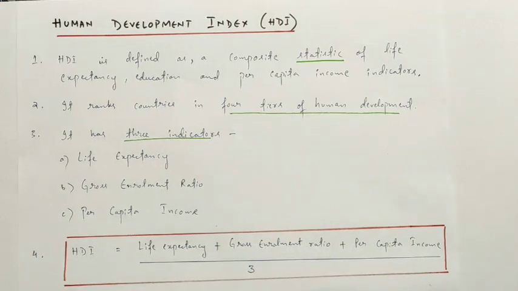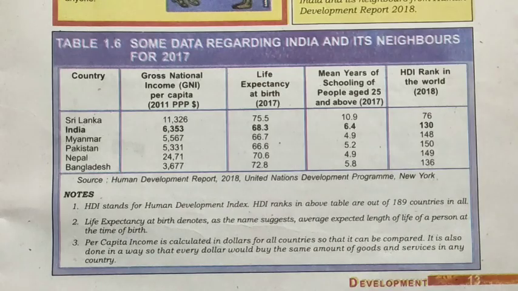Life expectancy is the number of years a newborn expects to live. And gross enrollment ratio is determined by the number of students that are enrolled in school at several different grade levels. And you are already familiar with per capita income. It is the average income of the people.